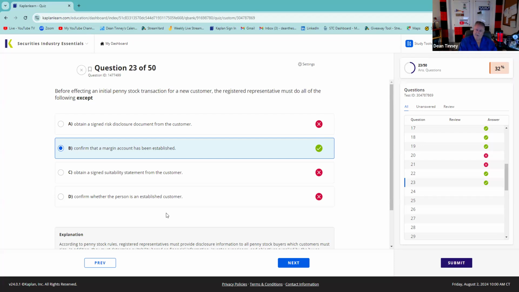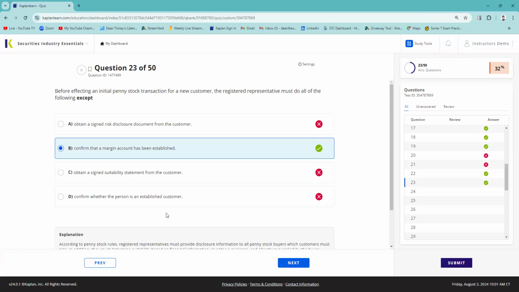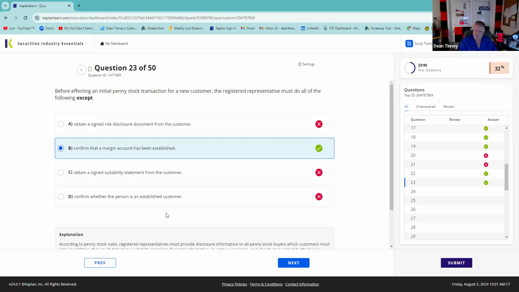Here you were being tested about the second thing, this disclosure document and suitability statement for new customers buying penny stocks. That's what this question was about. And in this question, it also mentioned that it doesn't apply to established customers, right? You're an established customer, 3 trades, 1 year. I don't have to do this. What's a penny stock? Monthly statements, all testable.